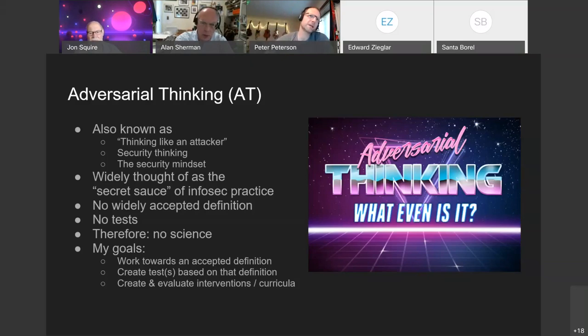When people talk about it, they say, is this something innate that people have? Is this something that could be taught? Broader questions like that. But unfortunately, there's no widely accepted definition. And of course, therefore, we can't test for it. We can't really do science about it. And so I think adversarial thinking is important. I believe in the idea of adversarial thinking. And so my goal is to work towards an accepted definition of what adversarial thinking is.